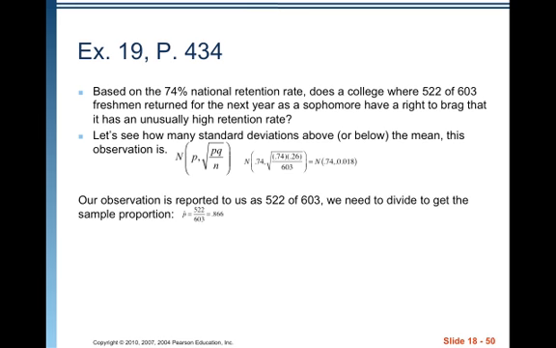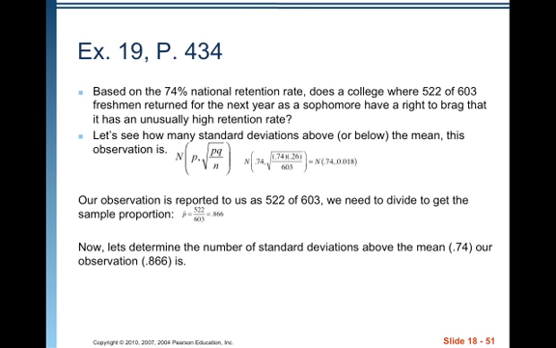Our observation is reported to us as 522 of 603. We need to divide to get the sample proportion. Okay, we don't want to leave it just as a raw number. We want to figure out what the sample proportion would be. So p-hat is 522 divided by 603, which is 0.866. So that is larger than the average, 0.74, but the question is how much larger? We need to know how many standard deviations. Now let's determine the number of standard deviations above the mean of 0.74 our observation 0.866 is.